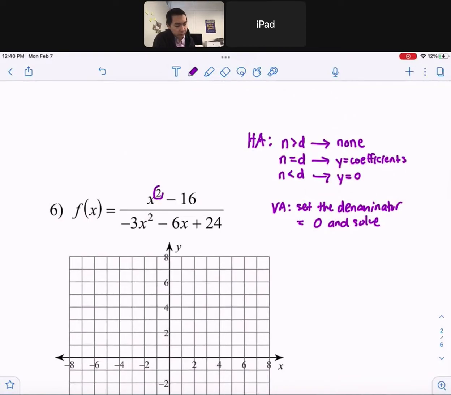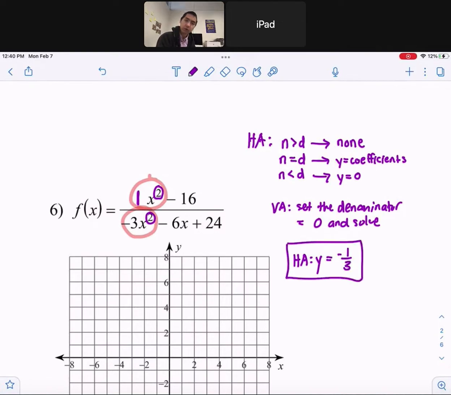Alright, so for this one, horizontal asymptote. Well, look at the degrees, they're both 2, so this coefficient's 1. So, horizontal asymptote, you guys, they're tied in degrees, so it's coefficients. The coefficient of this one is 1, and the coefficient of that one is -3. So y equals -1/3. So there's our horizontal asymptote.